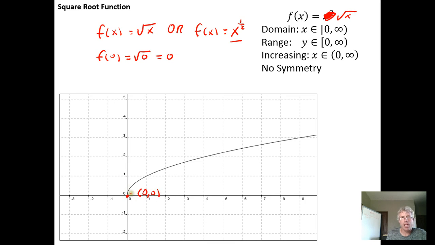Want to notice for this guy, his domain is from 0 to infinity. Next nice point on the graph, 1 is a perfect square, so the square root of 1 is 1. We get a nice point right here at 1, 1. And the next nice point on the graph, you would need to plug in a 4 because 4 is a perfect square. So when we plug in 4, we see that we get a 2 as an output. And those would be the 3 points in future slides or future videos. Those are going to be the 3 points on this guy that we're going to use consistently.